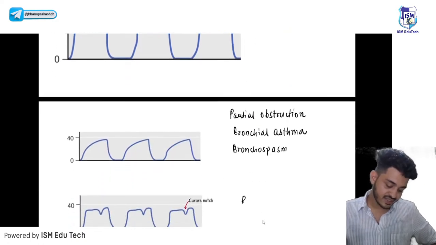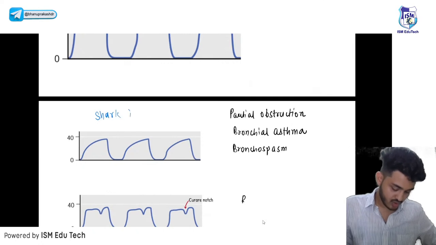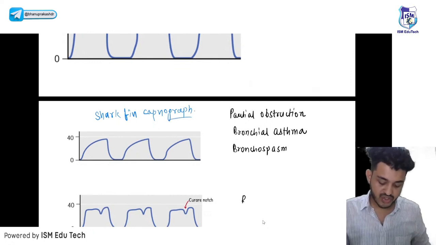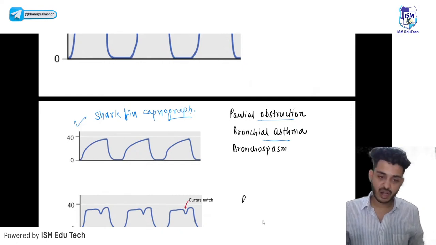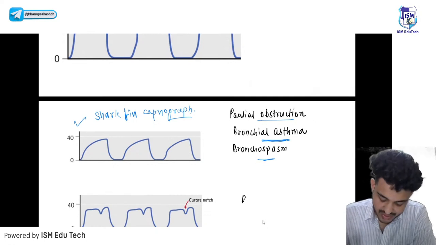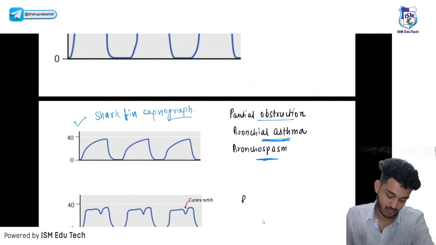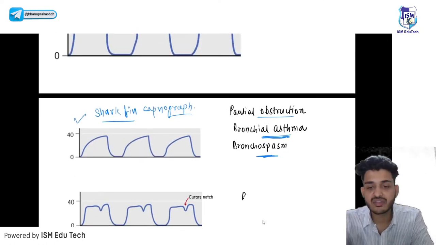This one is the shark fin appearance, the shark fin capnography graph. We see this in partial obstruction. If there is partial obstruction, then we will see the shark fin pattern. Partial obstruction can be due to bronchial asthma or bronchospasm. Just remember it as it is. Shark fin will be bronchial asthma or bronchospasm.